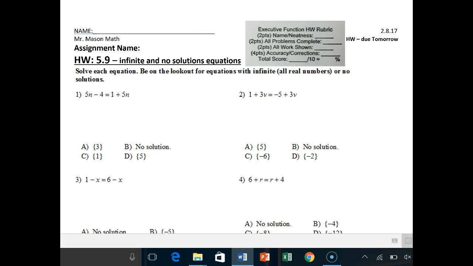So I'm going to take you through homework 5.9. I'll be doing the odds. They're very similar to the evens, so please pause after I do a problem tonight.